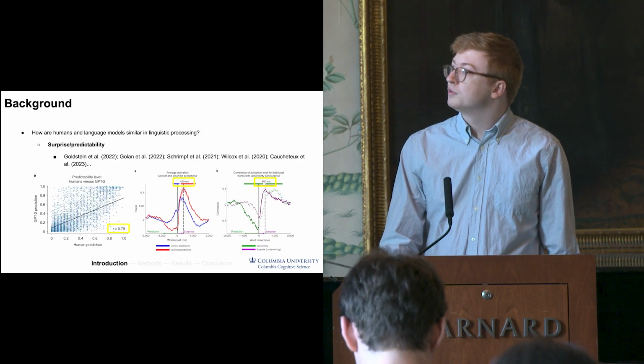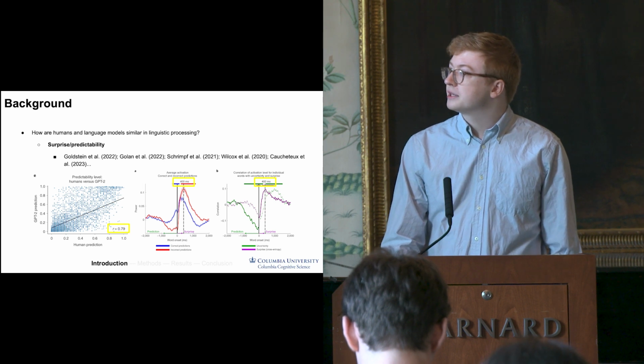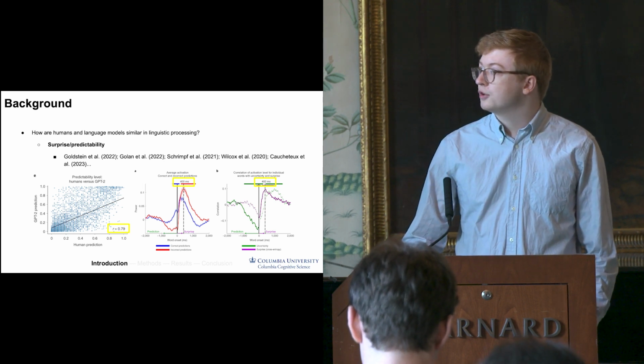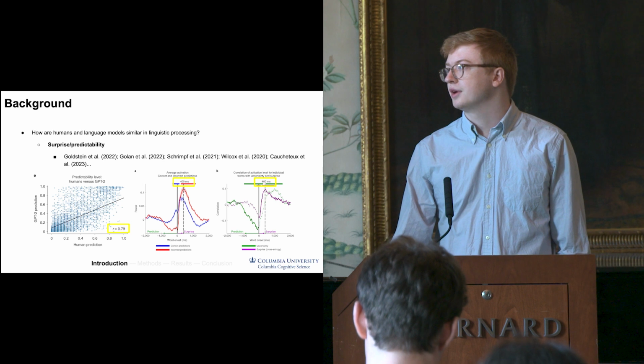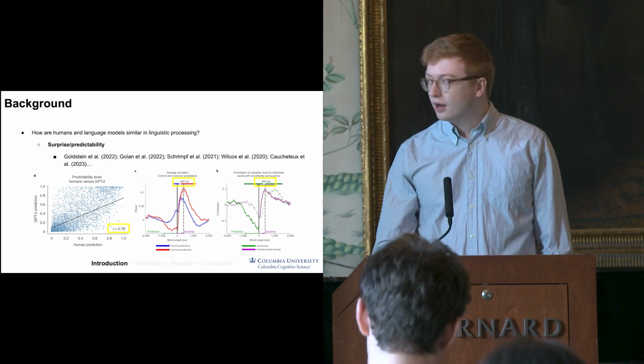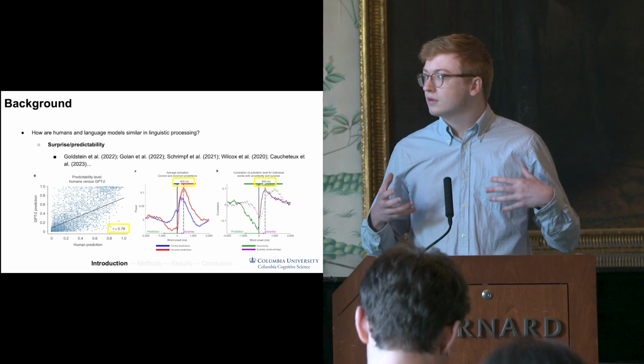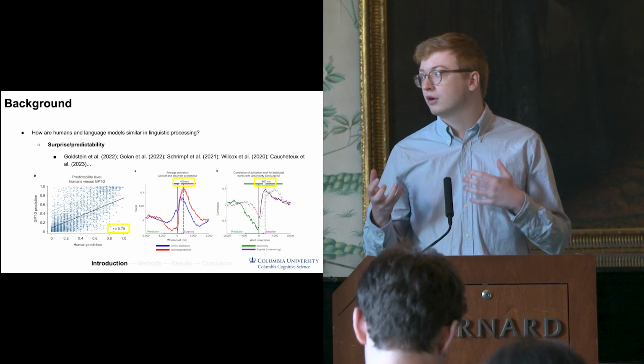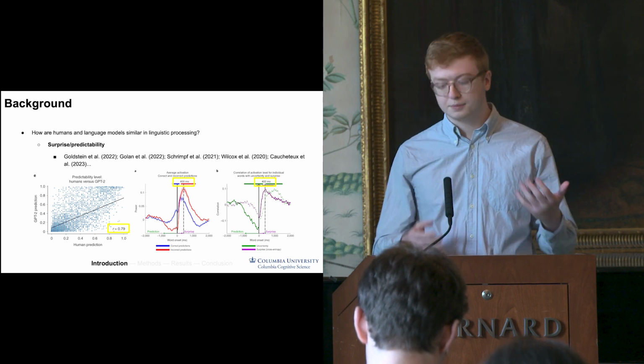And then moving forward into my biggest question, how are humans and language models similar in their linguistic processing? Two features that the research keeps landing on are that humans and language models find similar word context pairs surprising or predictable.